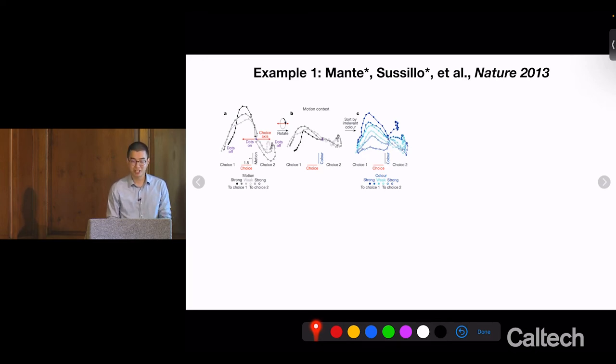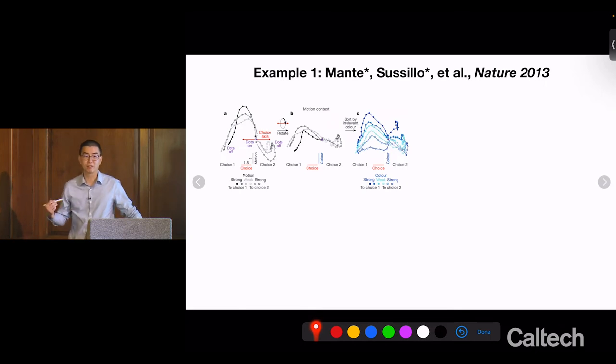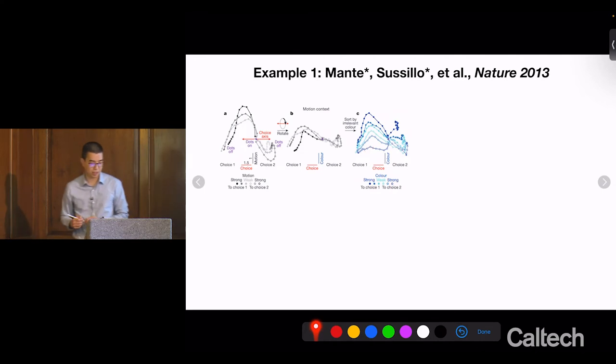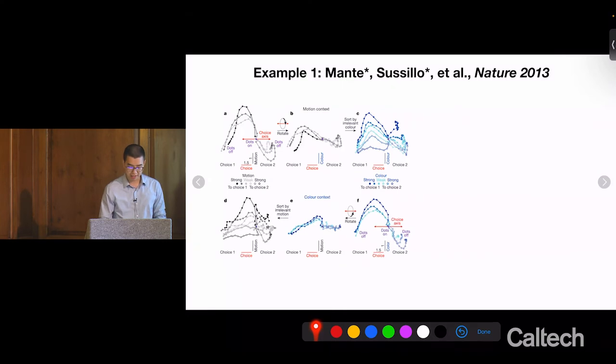Now, the surprising thing about these trajectories, or maybe not surprising, but the interesting thing, is that when you're in the motion context, remember the dots still all have a color. And if you were to sort these trajectories by color, what you see is that the trajectories still are representing information about the color of the dots. There's separation in color coherence from the dark blue to the hollow dark blue trajectories. And the same thing holds for the color context.